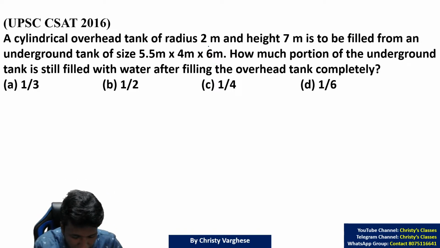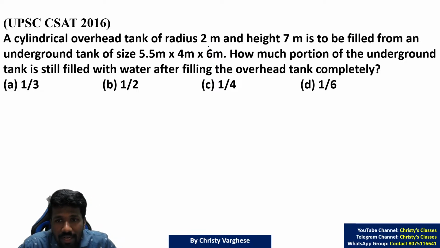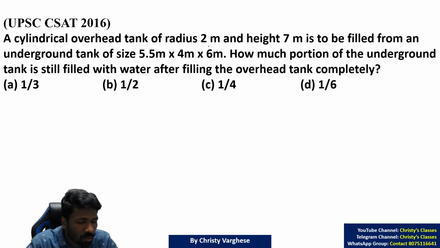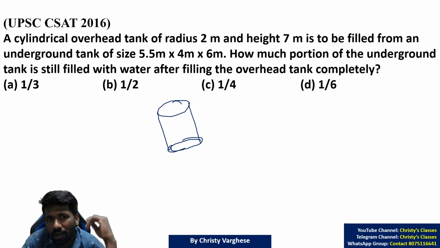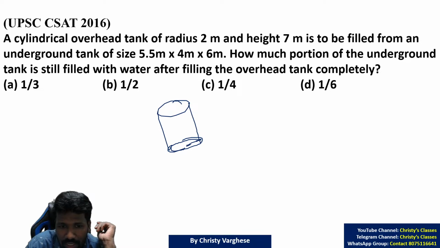Okay, so due to lack of time, I will start explaining. A cylindrical overhead tank of radius 2 meter. The cylinder is also involved, that is why I thought we'll discuss this. Cuboid, cylinder, we have seen many shapes already. So a cylindrical overhead tank of radius 2 meter and height 7 meter.